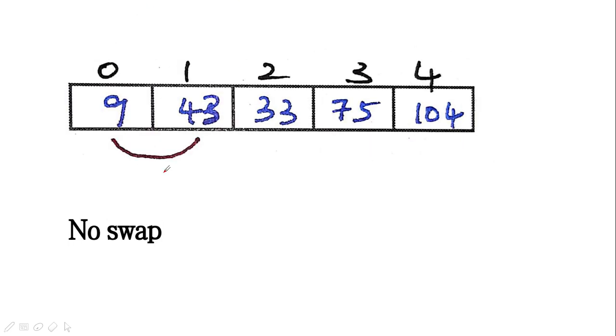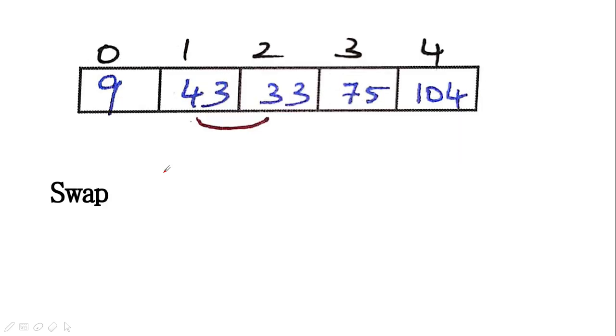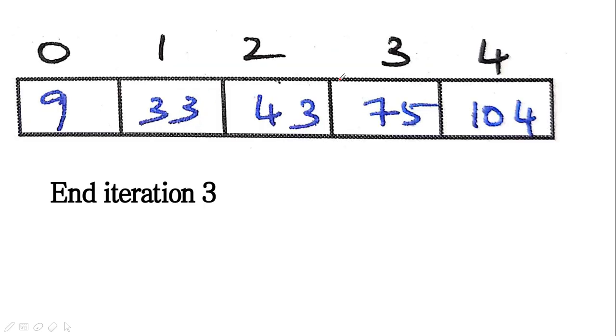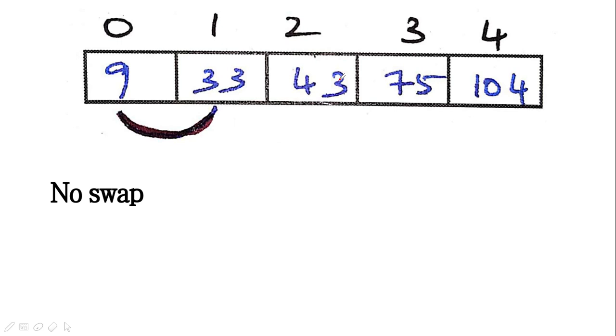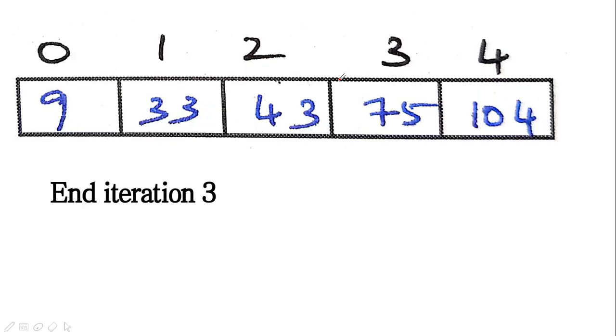Okay, so I will compare 9 and 43, they are in proper position, no violation, no swap. Now I will compare 1 and 2, violation is there, swap it and stop. I need not go and compare 2 and 3, because up to 3 it is done. To the right of 3 it is done. Okay, and this is end of iteration 3, where you will have the elements like this, but I should not stop. This is by some chance sorted, but this is not the end. I have to go up to 4 iterations.